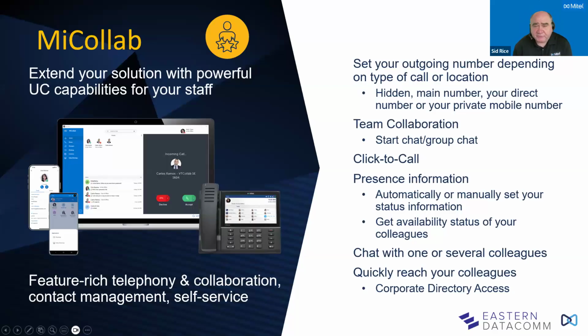So I mentioned MyCollab. MyCollab is our UC desktop app and also our mobile app. You can first of all use this to call from. So if I was a doctor out on the golf course and I need to call a patient back, it's going to hide that number. When I call using the app, it's going to call from the phone system and show my caller ID as if I'm actually in the office. So that's the first thing.